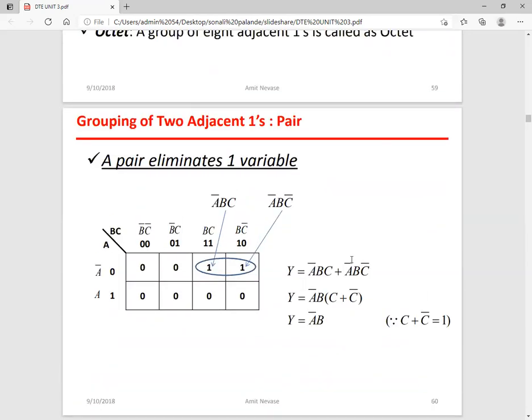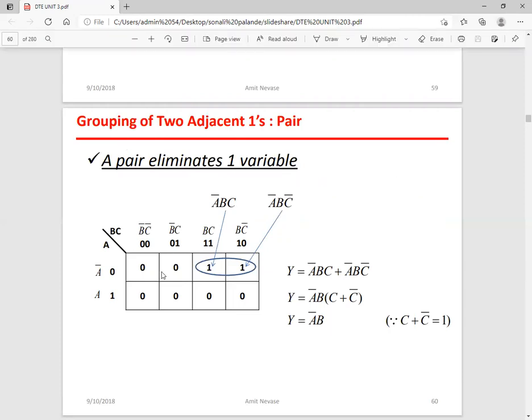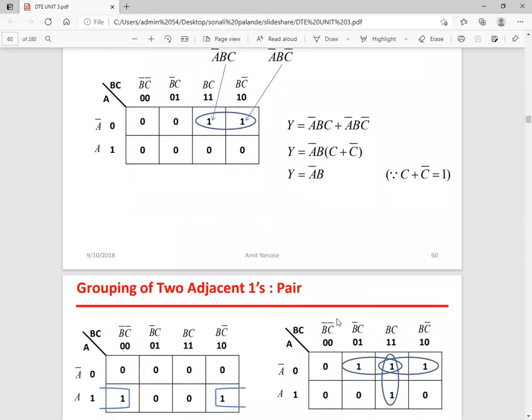So grouping of two adjacent ones is a pair. A pair eliminates one variable. Here the 8 boxes are here, here the values of BC and here the values of A. So here is the 1 and 1. We can combine or group these two ones and form the equation A bar B C plus A bar B C bar. We can take common A bar B, so in bracket C plus C bar, and C plus C bar is equal to 1. So Y is equal to A bar B.